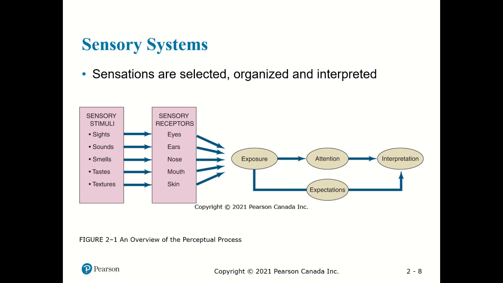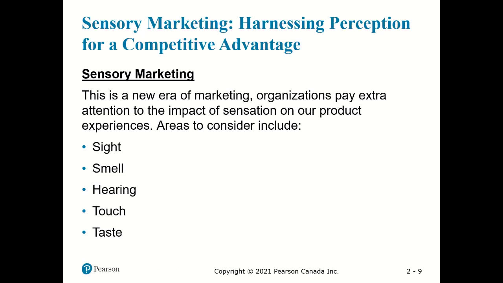Exposure means that we are getting some knowledge, something is coming into our mind based upon the sensory stimuli and the sensory receptors. Then attention comes in our mind, and we are going to interpret it, and interpretation starts. And expectations from whatever you have perceived also come to our mind. So this is how the sensory system works. Sensory marketing is a new era of marketing.